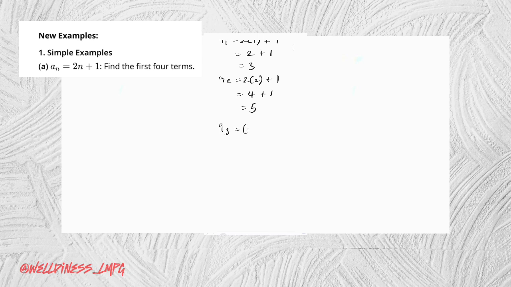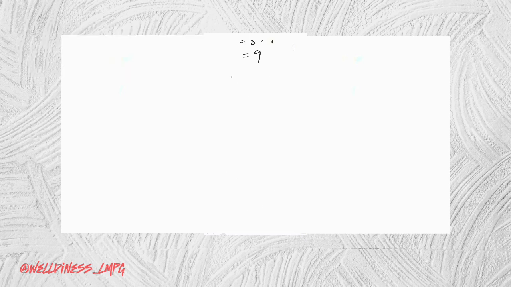For you to get a3, you substitute 3 into n, and that will be 2 times 3 plus 1. And we know that 2 times 3 will give you 6. 6 plus 1 will give you 7. Now, a4, you are going to substitute 4 into n, and you multiply 2 times 4 plus 1. And we all know that 2 times 4 is 8, and 8 plus 1 is equal to 9. And with that, you've gotten your first four terms.